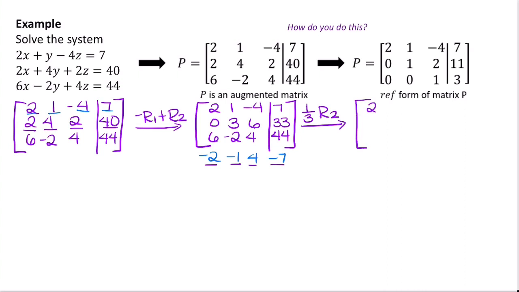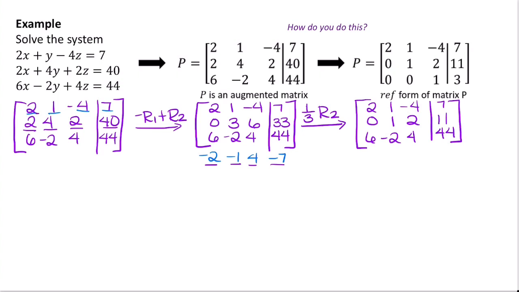Okay, and that's going to have the same effect as dividing every element by 3. So I'm going to start off by copying down row 1 and row 3 because they're not going to change. So I have 6, -2, 4, and 44. And then I have 0. 3 times 1/3 is going to be 1. 6 times 1/3 will be 2. And 33 times 1/3 will be 11.